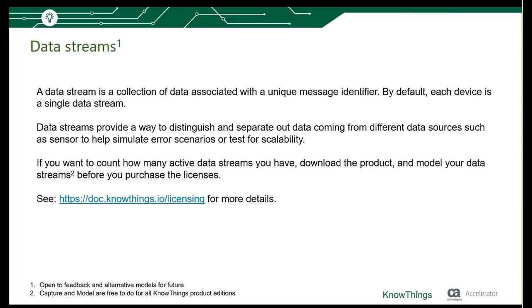If we had to think of what a data scheme is, we call this a collection of data that's associated with a unique message identifier. So by default, each device has a single data scheme. If you don't define your data scheme to begin with, that's how it starts. The way to think about the concept is we want to provide you a mechanism where you can distinguish and separate data that's coming out from different data sources.